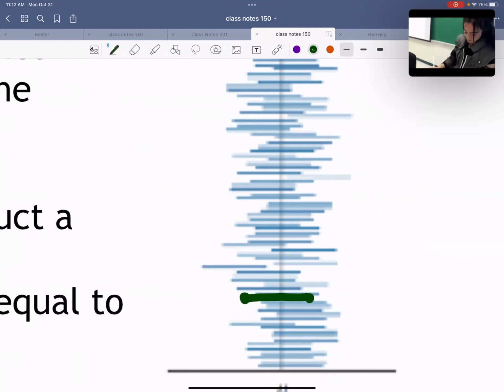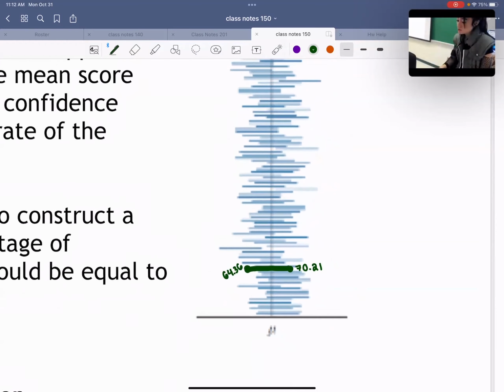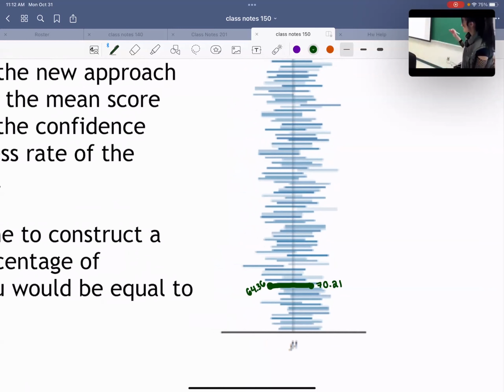Well, one endpoint would be 64.36, to 70.21. Those are the endpoints of that interval. Now, I don't know if the population mean falls between those two numbers, but using this picture and the fact that I selected this specific interval in that picture, I know that the true population mean does fall in between those two numbers. So let's just say that's true.